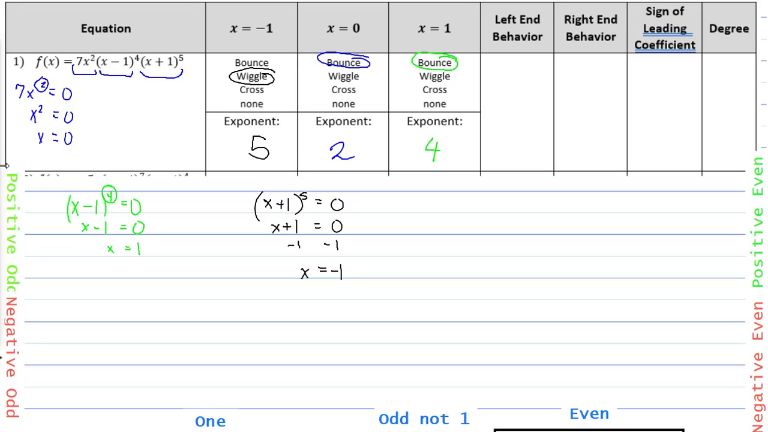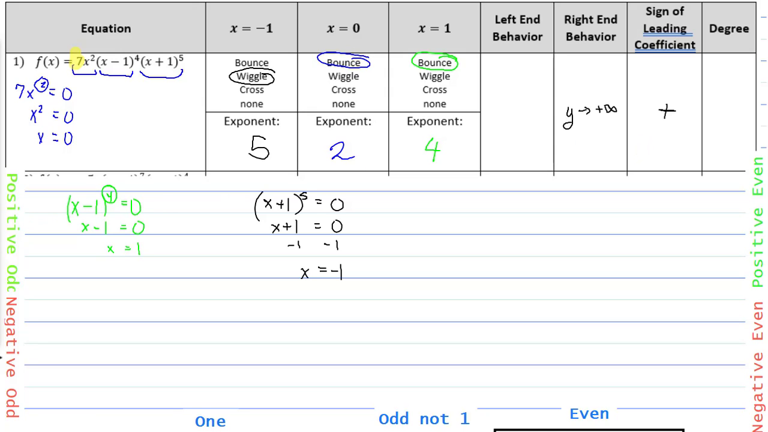Now, the sign of the leading coefficient. So you're looking at this number here. It is positive. So the sign of the leading coefficient is positive. The right-hand side will always match that, so it's going to go to positive infinity.